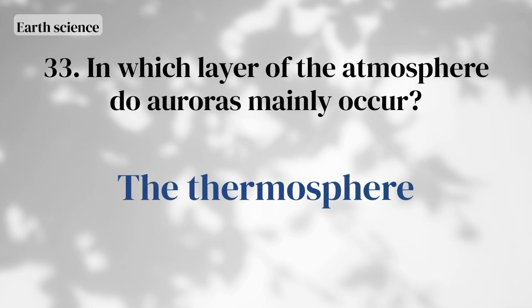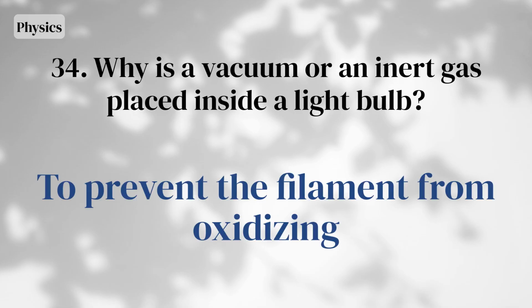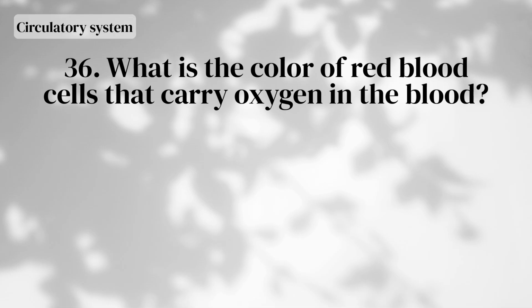The thermosphere. Why is a vacuum or an inert gas placed inside a light bulb? To prevent the filament from oxidizing. Which part of the brain controls the body's balance? The cerebellum. What is the color of red blood cells that carry oxygen in the blood?